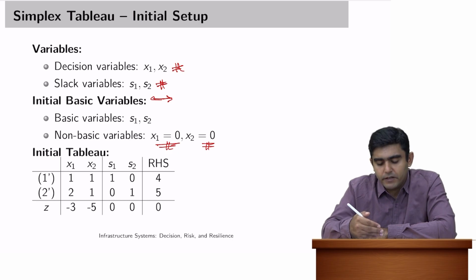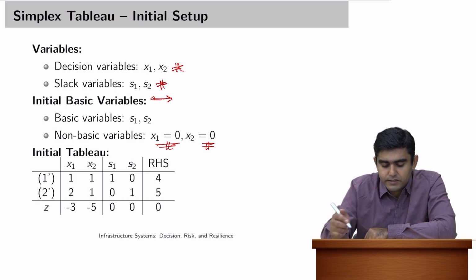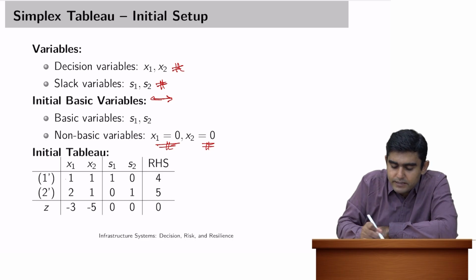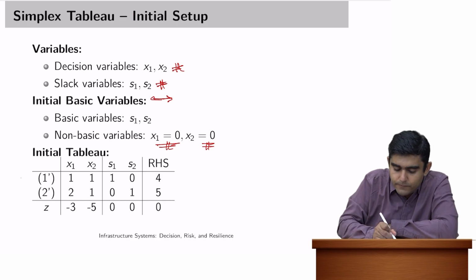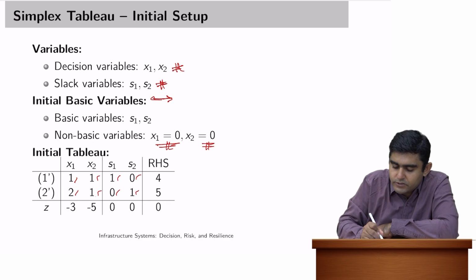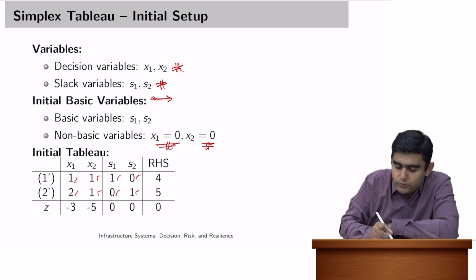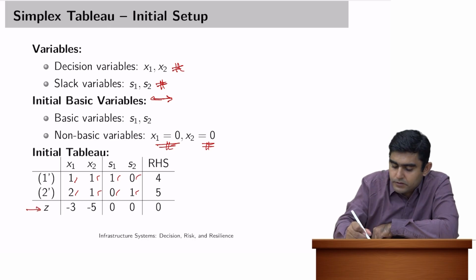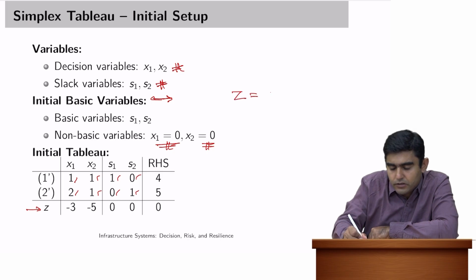The utility of this would be very clear once we start talking about the tableau, because the moment we do that, you clearly see how the tableau would look. The coefficients of the first equation are 1, 1, 1, 0, second 2, 1, 0, 1, because then it becomes x1 plus x2 plus s1 equal to 4, 2x1 plus x2 plus s2 equal to 5, and minus 3, minus 5, equal to z. So we have the original objective function as 3x1 plus 5x2.